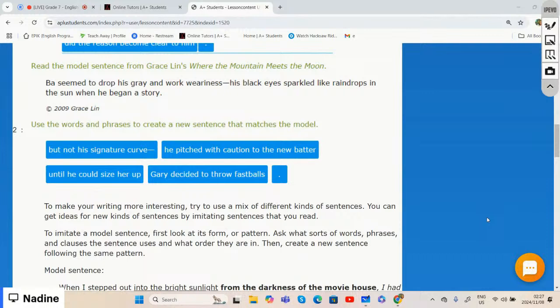All right. So we look at the model sentence, and then thereafter we use the words and phrases to create a new sentence that matches the model. It says, "Pierre seemed to drop his gray work weariness, his black eyes sparkled like raindrops in the sun. We began a story."